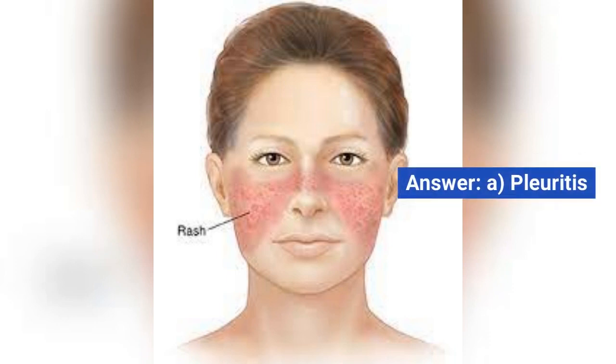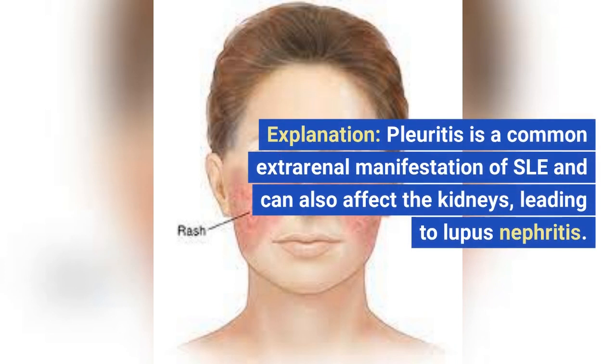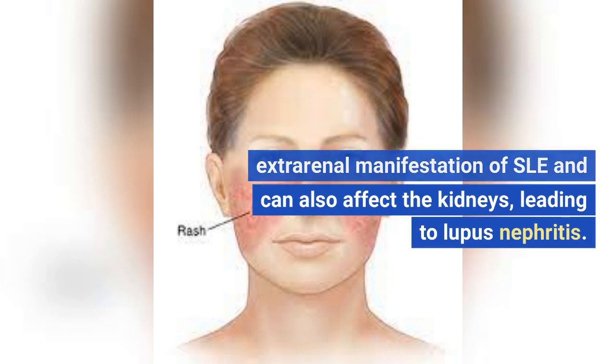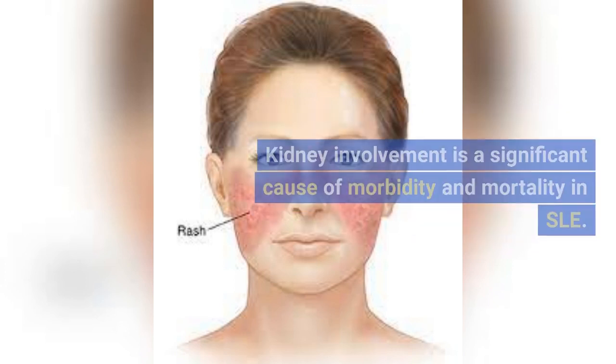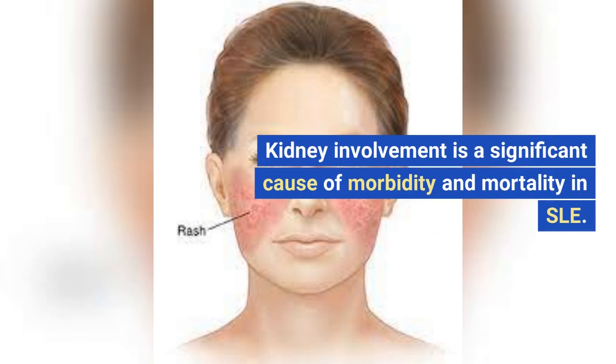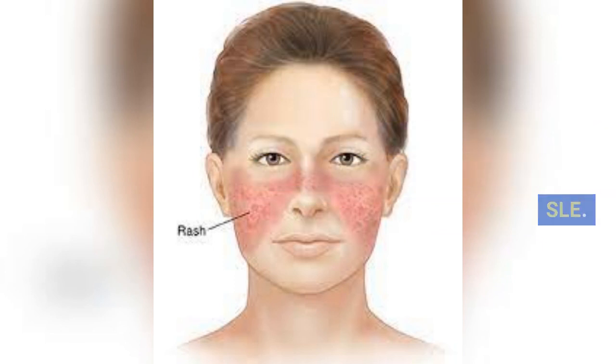Answer: A. Pleuritis. Explanation: pleuritis is a common extrarenal manifestation of SLE and can also affect the kidneys, leading to lupus nephritis. Kidney involvement is a significant cause of morbidity and mortality in SLE.